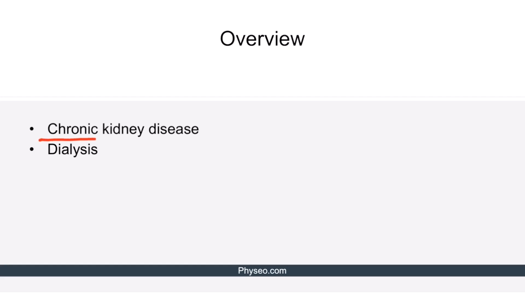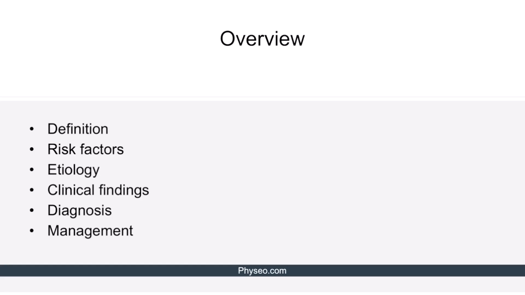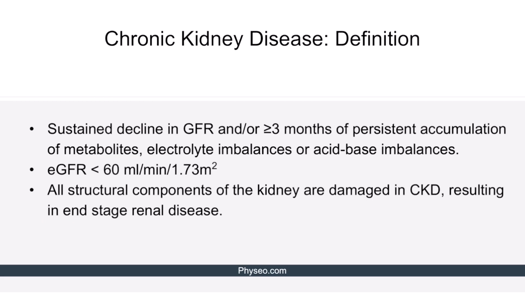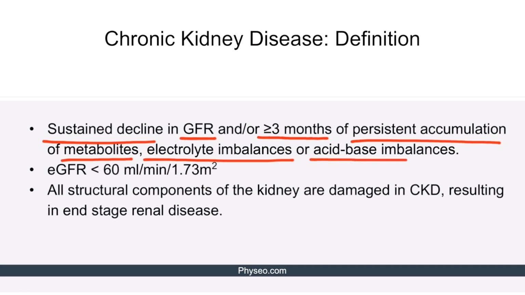Now let's begin with chronic kidney disease. We'll discuss definition, risk factors, etiology, clinical findings, diagnosis, and management of chronic kidney disease. Chronic kidney disease is defined as a sustained decline in glomerular filtration rate and/or 3 months or more of persistent accumulation of metabolites, electrolyte imbalances, and acid-base imbalances. Estimated glomerular filtration rate is less than 60. Here, all structural components of the kidney are damaged, resulting in end-stage renal disease.